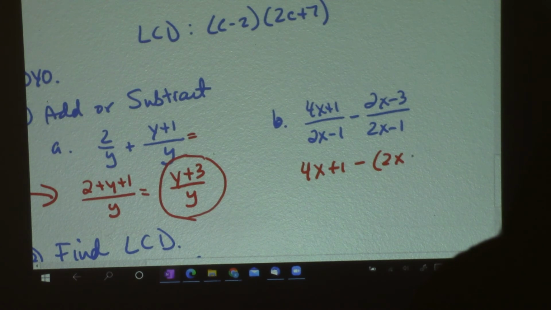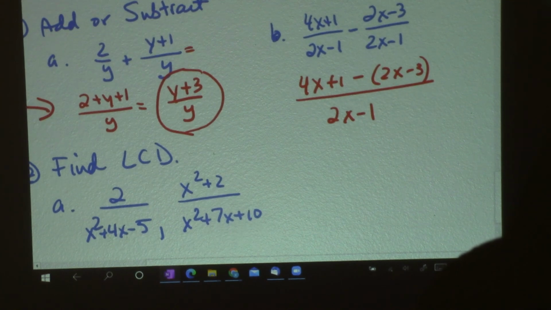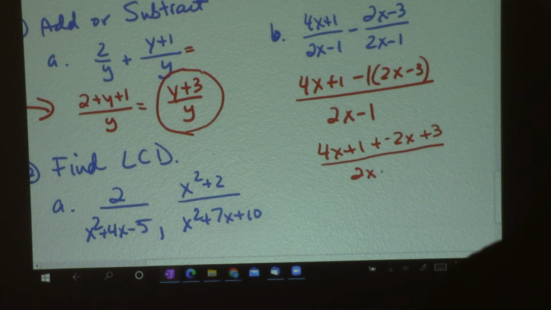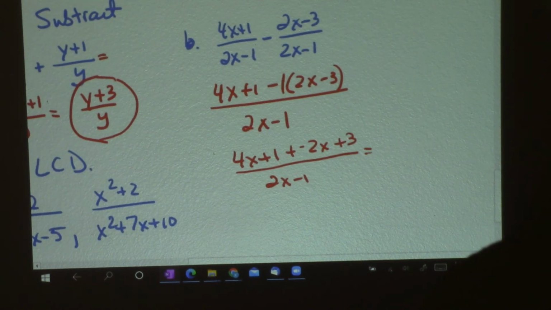Okay, over here, let's put everything on top. And I'm going to subtract all of this. And my denominator is the same. So now I'm subtracting this whole thing, the binomial, that whole phrase. So I'm going to put a 1 here. So I'm going to distribute. So I have 4x plus 1. And then negative 1 times 2x is negative 2x. And negative 1 times negative 3 is positive 3. And when I combine like terms, I get 2x plus 4 over 2x minus 1.